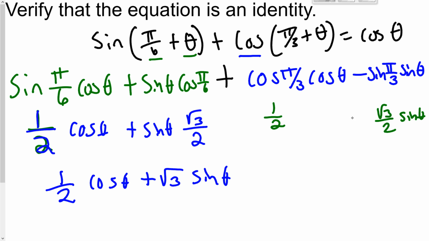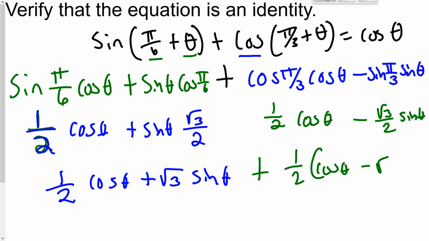Bring down this sine, bring down that negative. This is cosine of theta. Factor out a 1/2. Cosine of theta minus root, I'll put in parentheses here. This should be in parentheses over here because I factored out that 1/2. √3 sine of theta.